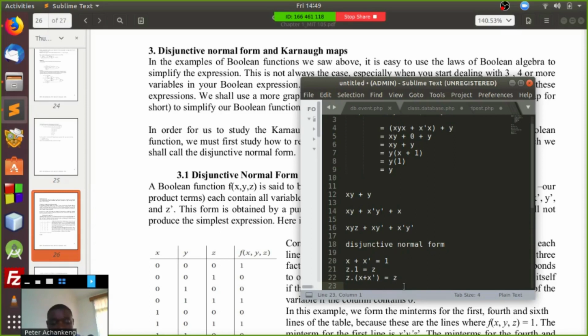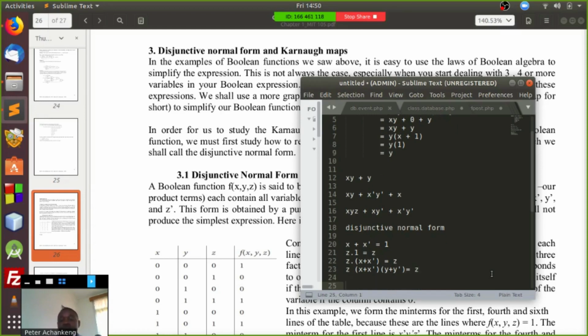If that is true, then it means that I can always multiply an expression by x plus x prime or y plus y prime and nothing will change. So I can equally say this times y plus y prime is equal to z. Even if I multiply that expression again by y plus y prime, I should still get z. If I multiply by w plus w prime, I should still get z. Nothing has changed because I'm simply multiplying by 1.